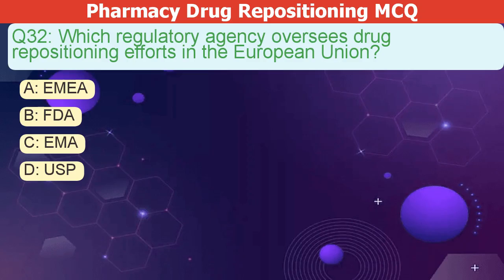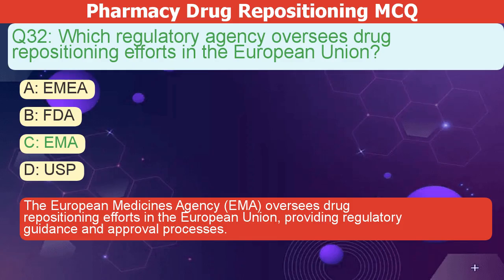Which regulatory agency oversees drug repositioning efforts in the European Union? A. AMEA. B. FDA. C. EMA. D. USP. The correct answer is C. The European Medicines Agency, or EMA, oversees drug repositioning efforts in the European Union, providing regulatory guidance and approval processes.